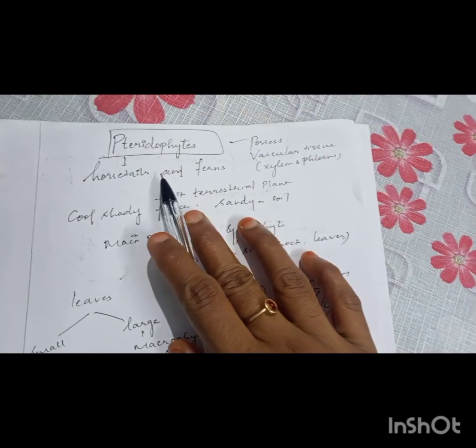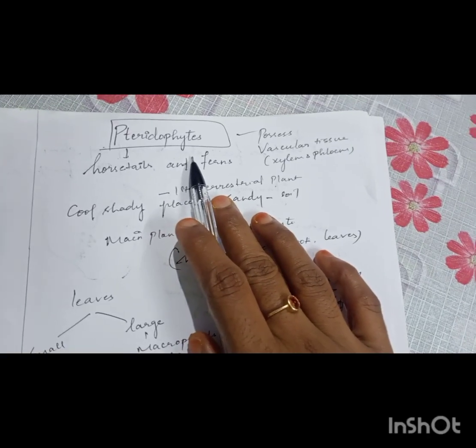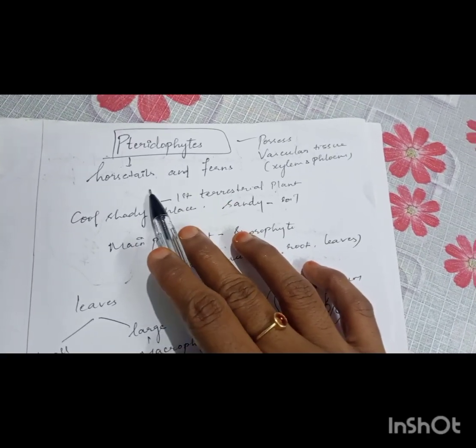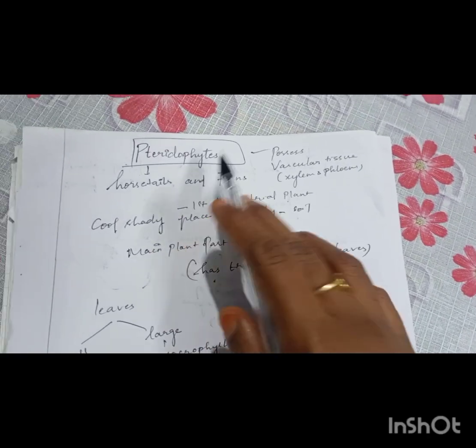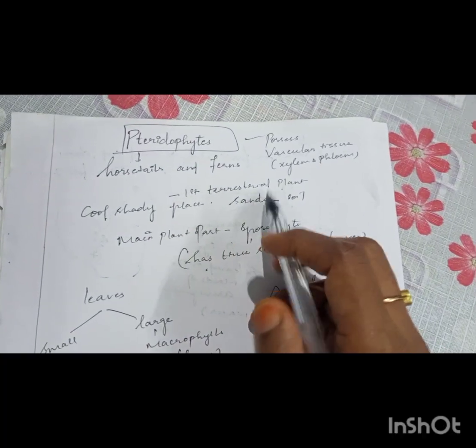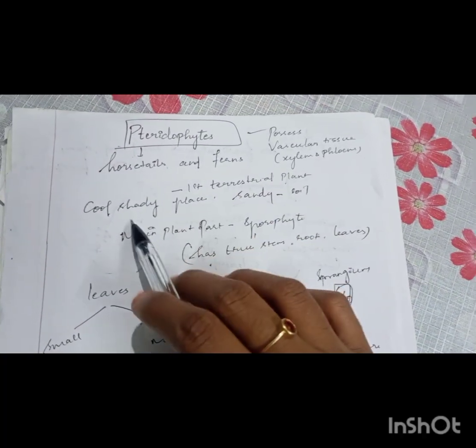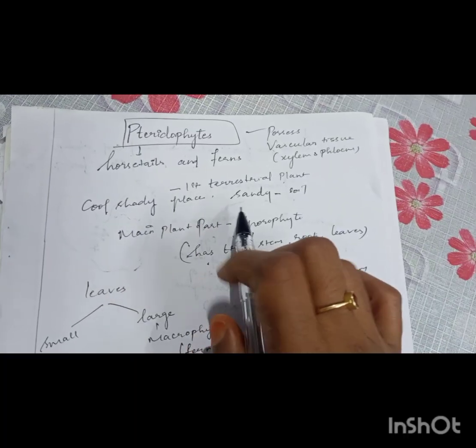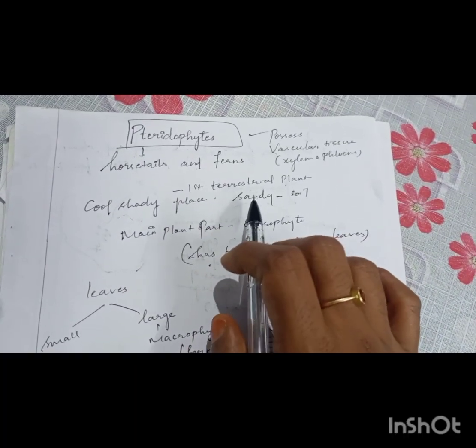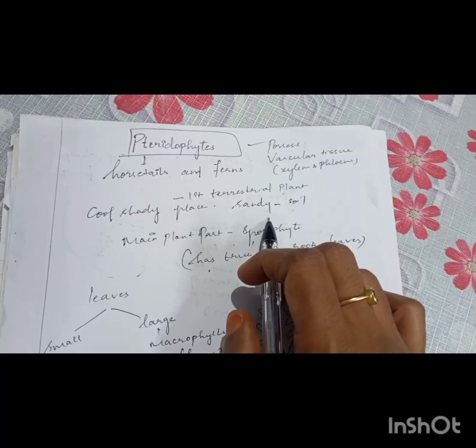Let's discuss another group of plants, that is pteridophytes. It includes horsetails and ferns. These are the first terrestrial plants. They started to live completely on land, but they also need a cool, shady place, and the soil should be sandy in nature. Sometimes they are found in sandy soil also.